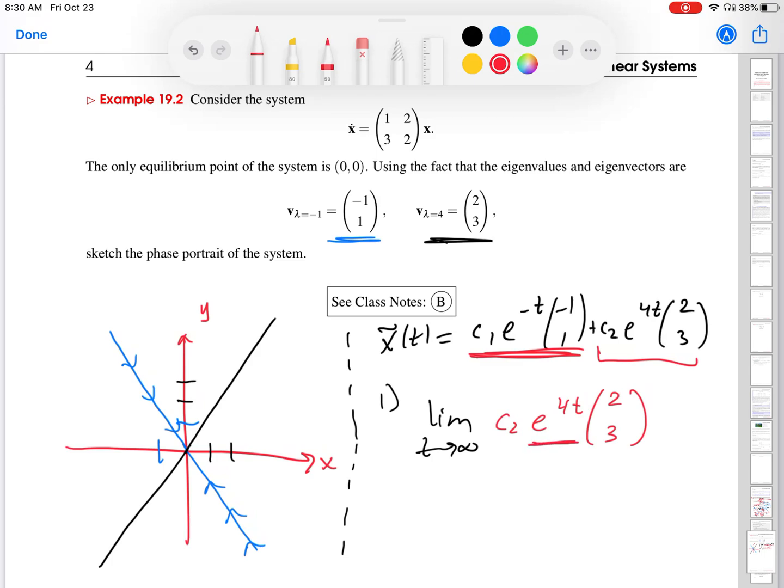E to the 4t goes to infinity, and it could be plus or minus depending on the value of C2. But the point is that I definitely don't go toward the origin. So I go away from the origin. So I'm going to go back to my phase portrait, and for this line, I'm going to now add direction that is away from the origin. Okay.